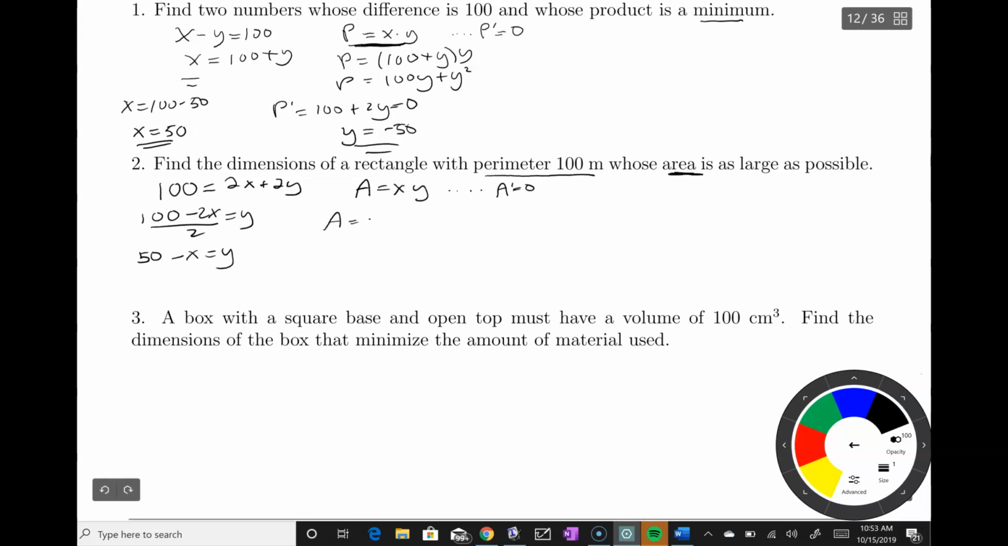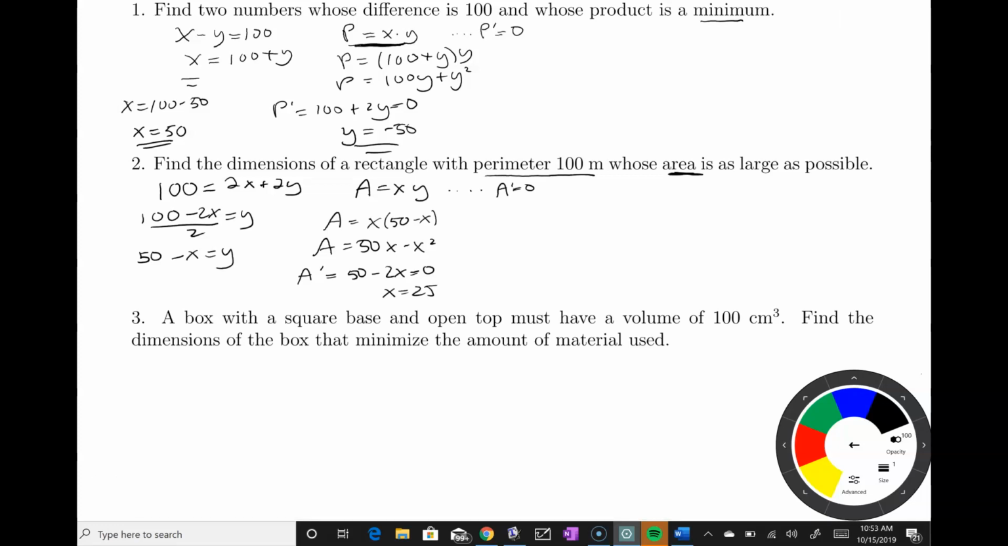Substituting that in, I get x times 50 minus x. So multiplying it, 50x minus x squared. Now I'm going to take the derivative. So I get 50 minus 2x. Set it equal to 0 to find its critical numbers. So I get x is equal to 25. So I want to find out what the y value is. So I put that back into here. So I have y is equal to 50 minus 25, so y is equal to 25. So it turns out to be a square.